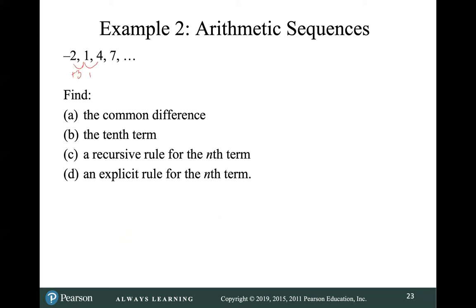1 plus 3 gives me 4. 4 plus 3 gives me 7. So my common difference here is 3. My common difference is 3. How do I find the 10th term?